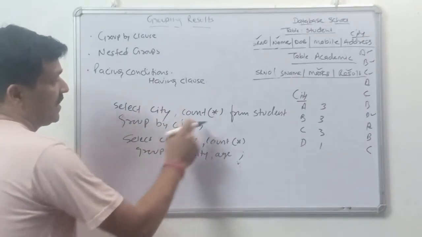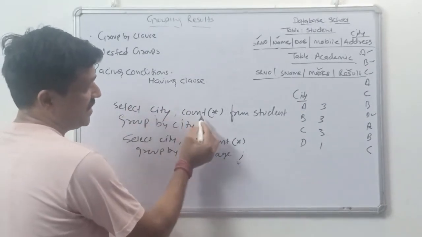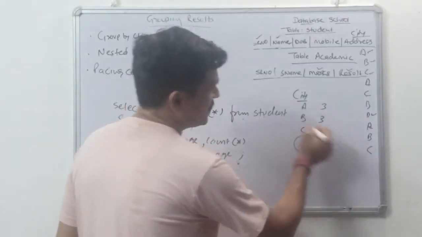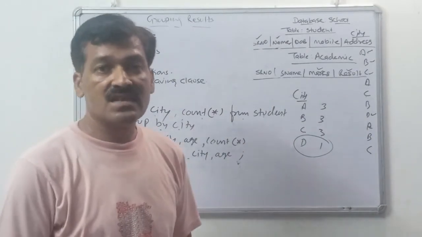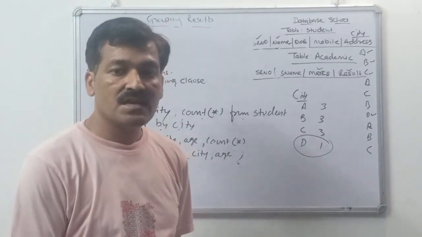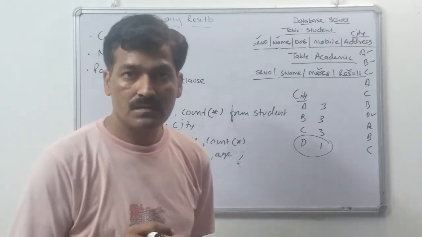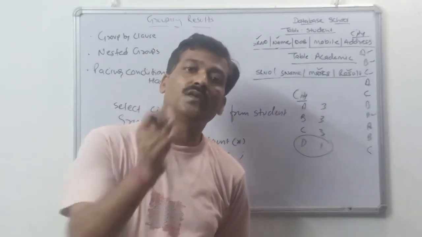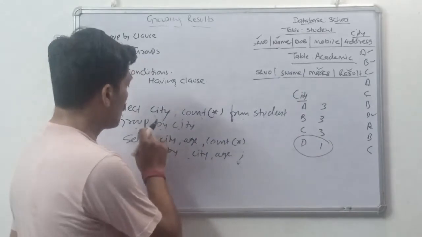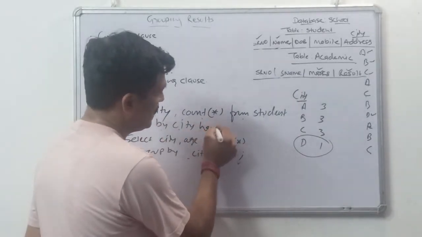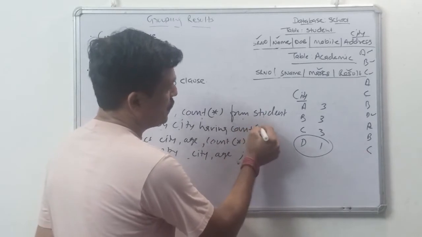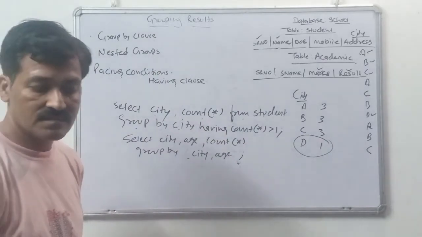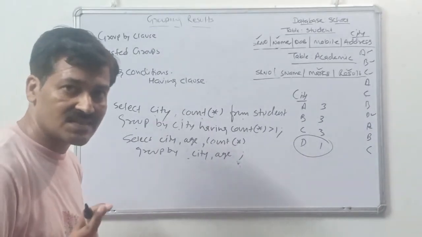As in this case, select city, count asterisk from student, group by city. Suppose I want that only those groups are executed whose count is more than 2. What is single I don't consider a group. I want that there must be more than one value in a group. Then only it will be executed, otherwise no. So I can write here group by city having count asterisk greater than 1.